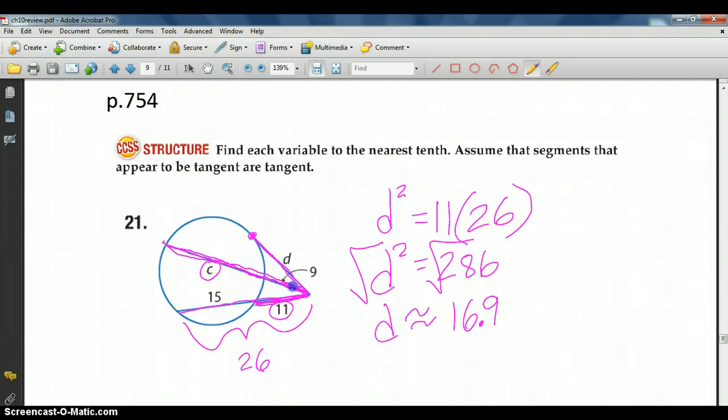So we want to do the same thing that we did for this secant. We want to take the outer part times the whole thing. So the outer part of this secant would be right here. Outside of the circle is 9. So we want to take the outer part times the whole thing. Now, the whole thing would be the expression of c plus 9. So we're adding those two parts together. C plus 9.